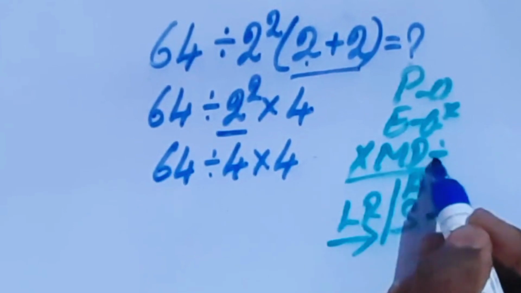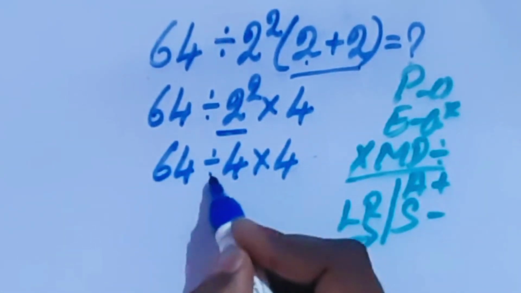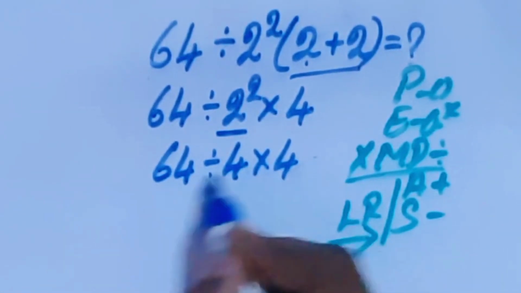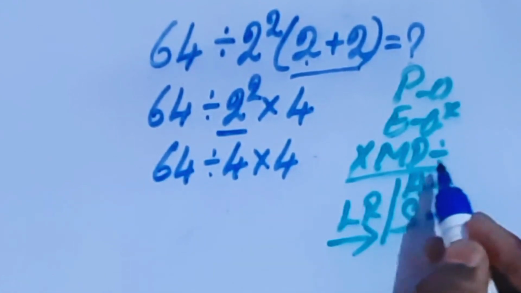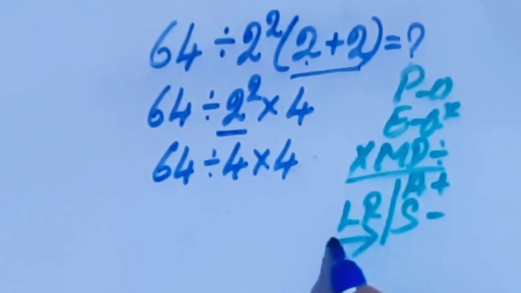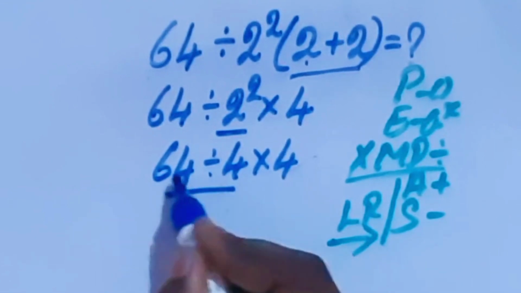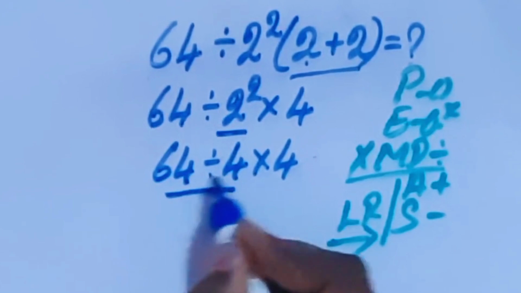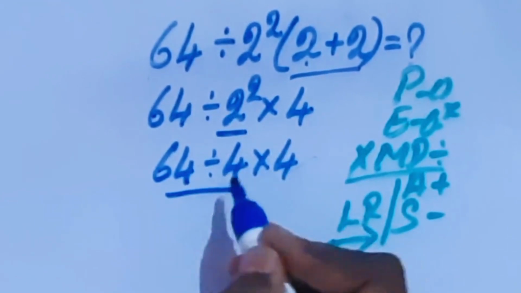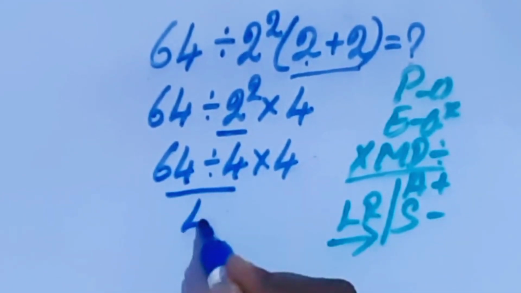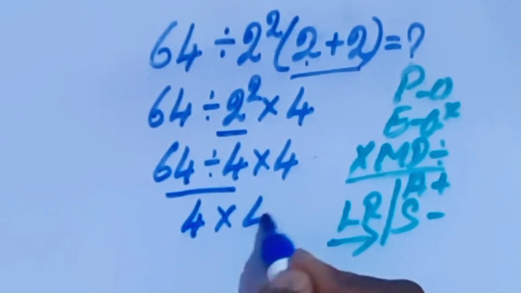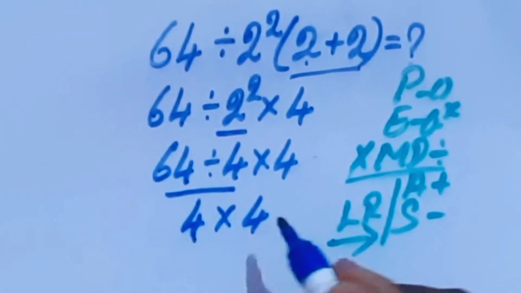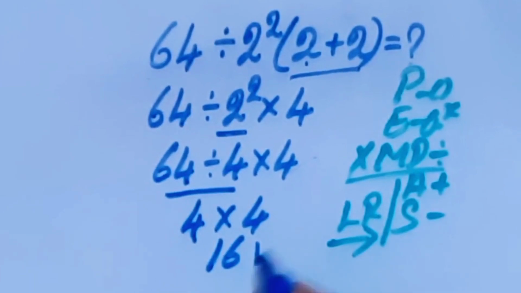Here the next priority is multiplication and division. Here we have multiplication and division, both are equal priority. For this equal priority we have introduced this left to right rule. Here left to right is this one, 64 divided by 4. So we have to do this 64 divided by 4 before this multiplication. Here this is 4 times this 4. Now 4 times 4 is 16, which is the correct answer.